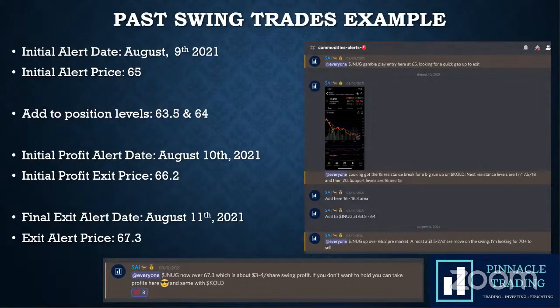So in this one, we took the entry at 65. We added at levels of 63.5 and 64. And then the exit initially was 66.2 and the final exit was 67.3. So in this one, we not only offer a trade idea, but we also keep you updated on when we're looking to add, cut a loss, or take profits, etc.